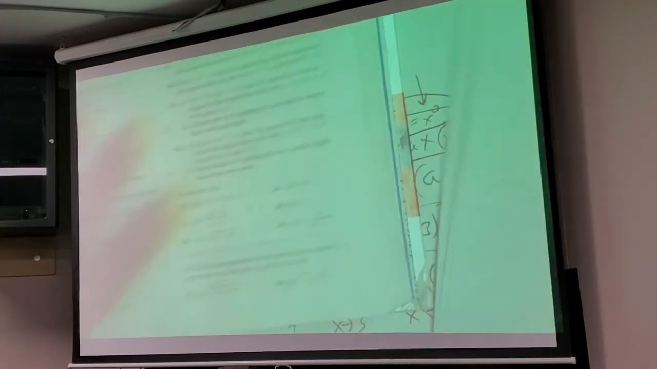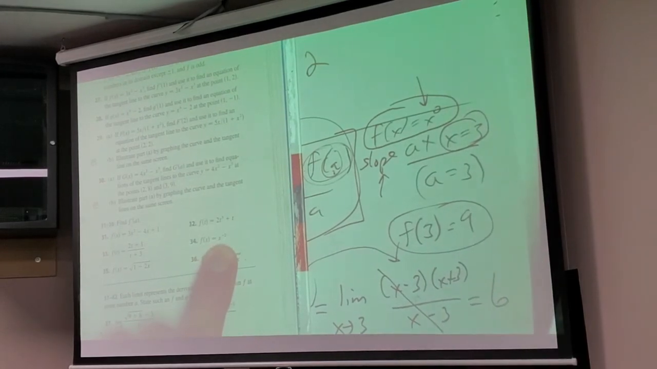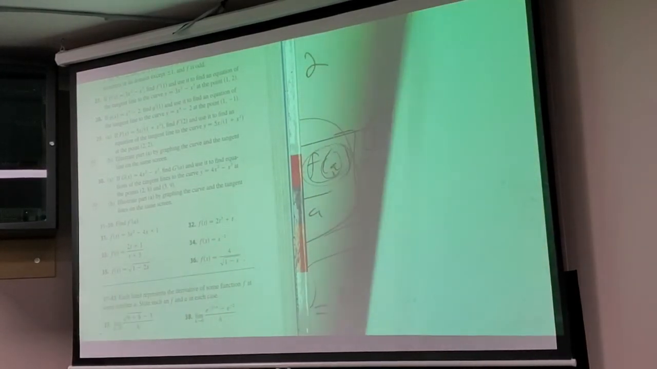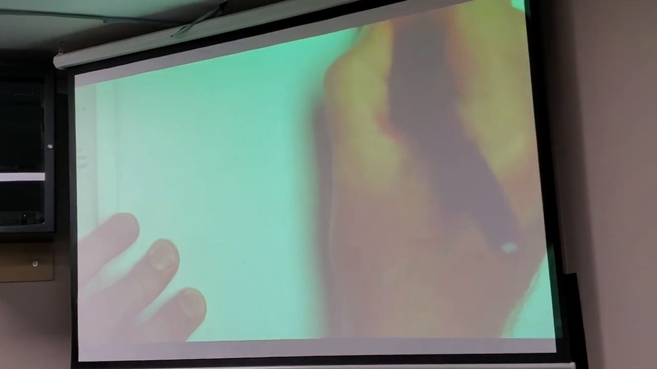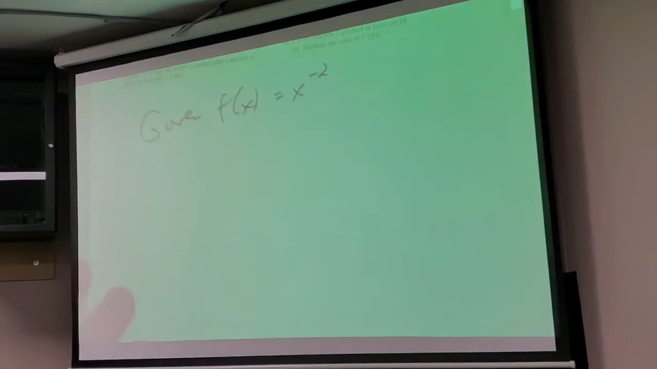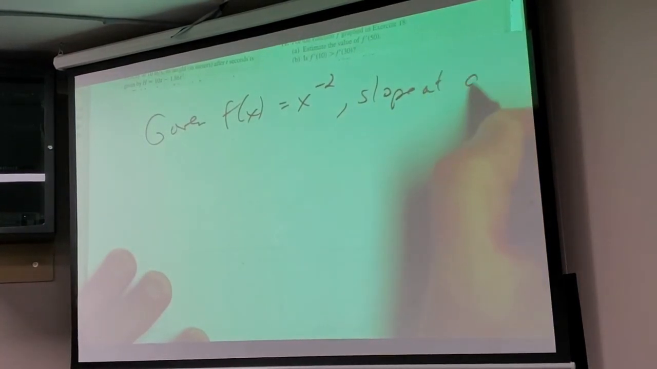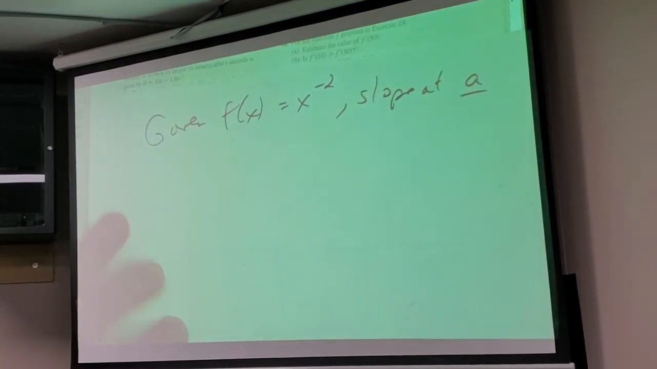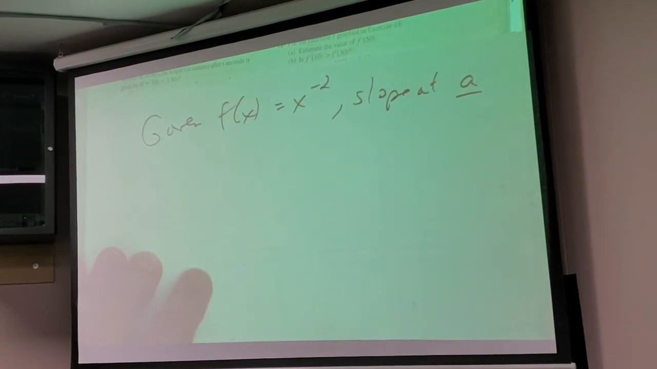Where'd it go? Down there. So x to the negative 2. So let me write this stuff down. We got given f of x equals x to the negative 2. I want to find the slope at a. This kind of sucks because they didn't give us a value for a, right?